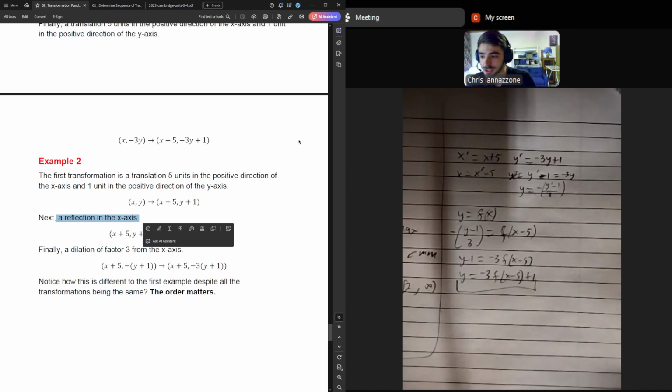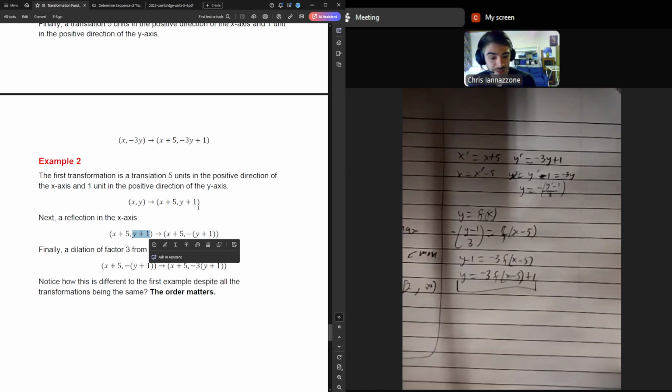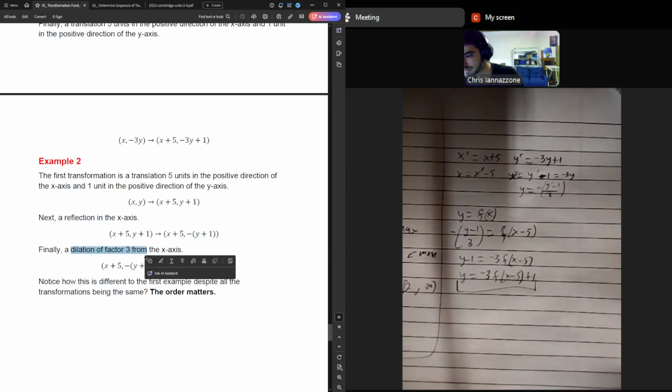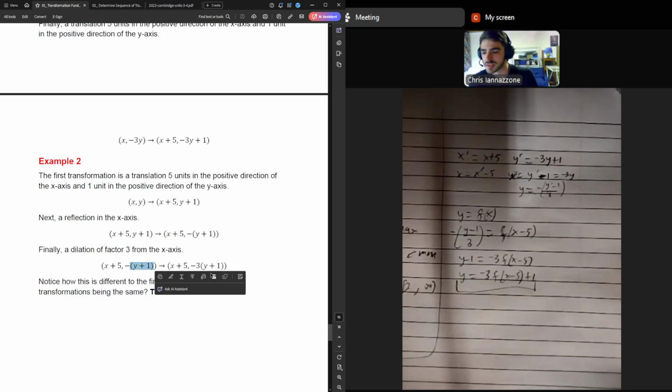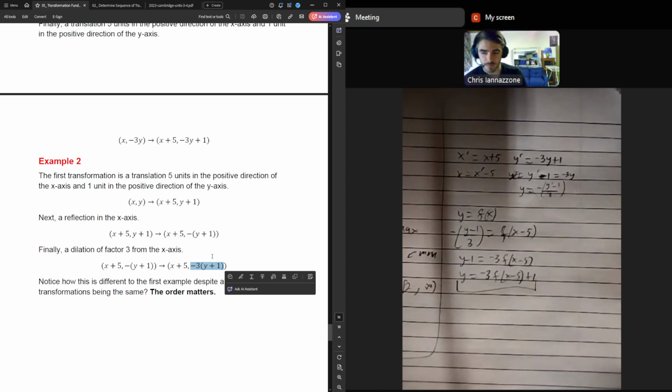When you apply a reflection in the x-axis on this, the negative sign doesn't just go on the y. More specifically, it goes on the y spot. Everything that is in that spot. So you're going to put that negative sign wrapping the entire thing. Same thing can be said for a dilation. Dilation factor of 3 from the x, it's going to affect the entire y spot. Negative, it's going to be a multiplication of 3 on that entire thing.